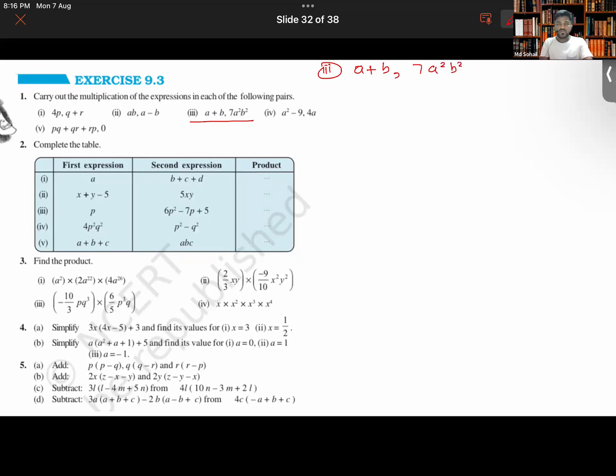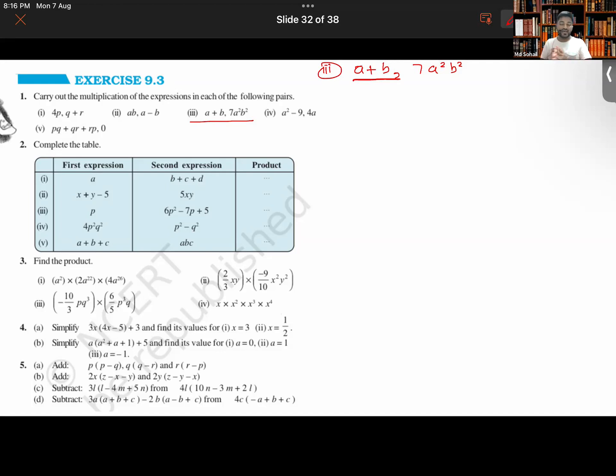Tell me, what are the polynomials here? What do we call them? We have monomials, binomials, trinomials. Two expressions are here now. The first one is a plus b, a binomial, right? And the second one is a monomial. So the multiplication is taking place between a monomial and a binomial.